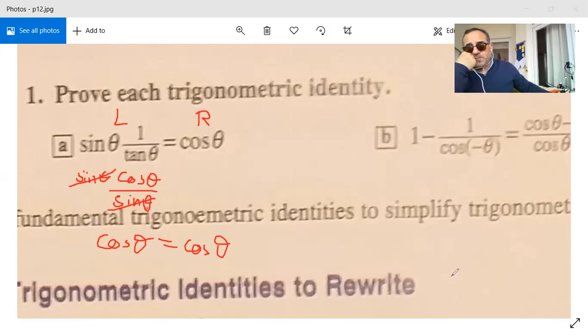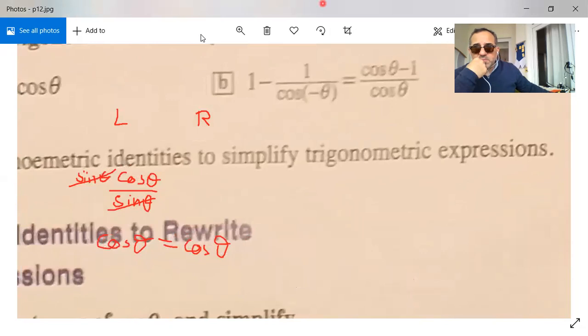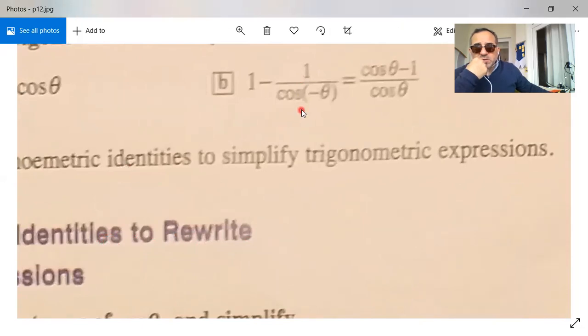Now B. B is this one: 1 minus 1 over cosine minus theta is equal to cosine theta minus 1 over cosine theta.